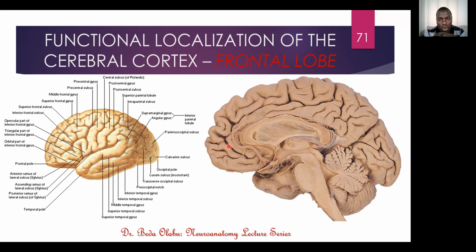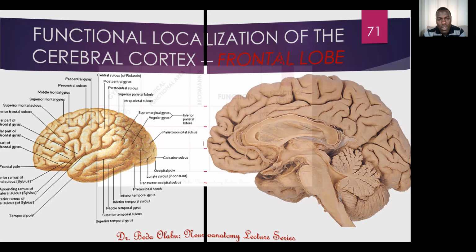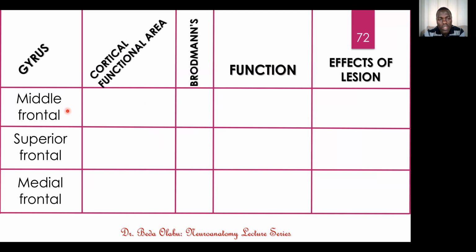Okay, we are still going on with the frontal lobe. We've talked about the Pre-Central Gyrus, the inferior frontal gyrus, and the frontal pole. I want us to talk about superior frontal gyrus, middle frontal gyrus, and medial frontal gyrus. So here we are. Let's begin with the middle frontal gyrus. The middle frontal gyrus houses the cortical region that we call the frontal eye field, Brodmann's area number 8.